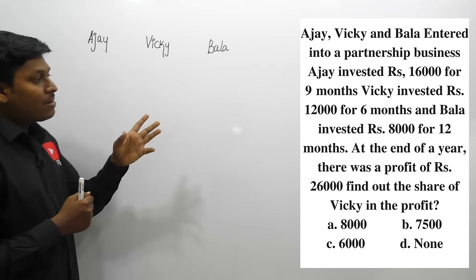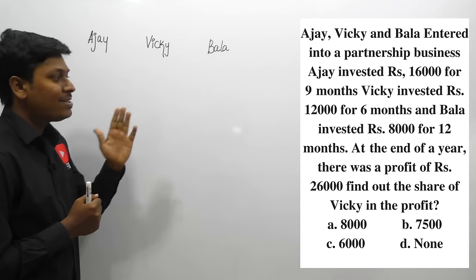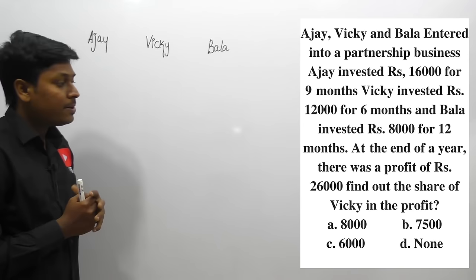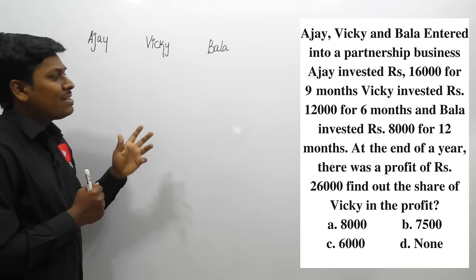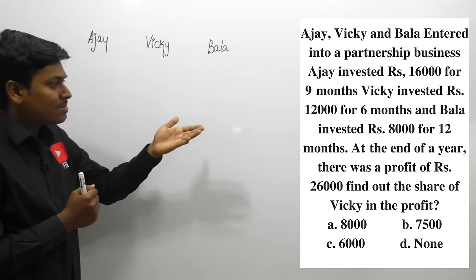So friends, they have calculated a profit for 1 year, right? So after 1 year, they are getting a profit of 26,000. Our target is to find what is the share for the person Vicky, right? Each person is investing some amount and they have also given the duration, 9 months, 6 months and 12 months, right?